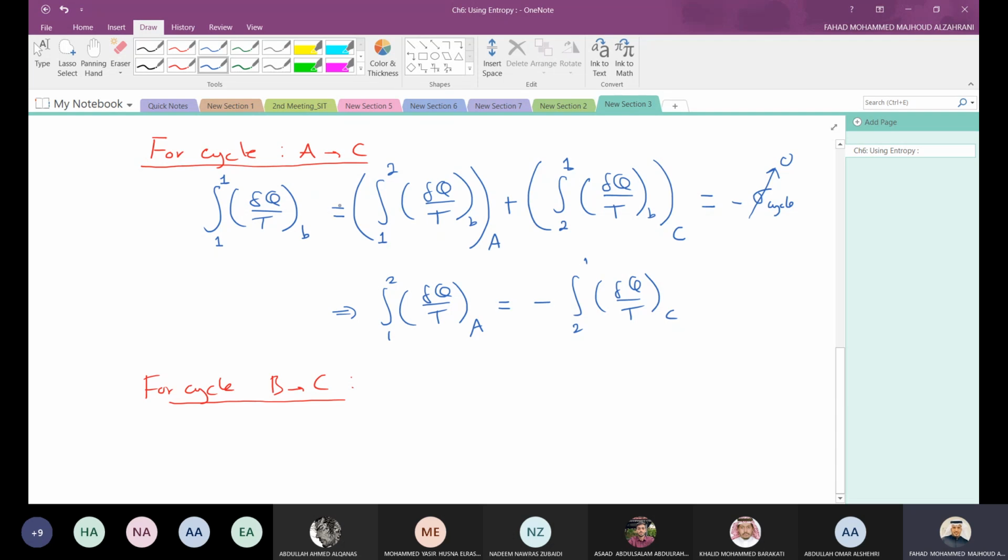For the second cycle, guys, it's going to be exactly the same thing. From the cycle B to C, we have 1 to 2 for process B plus 2 to 1 for process C, right? So eventually, what do I have? I have the integral 1 to 2 for process B is equal to minus the integral 2 to 1 of dq by T of process C. Do you agree with me, guys? Because cycle B to C is also a reversible cycle, so the sum is equal to 0, and then eventually the integral for process B equals minus the integral 2 to 1 for process C.